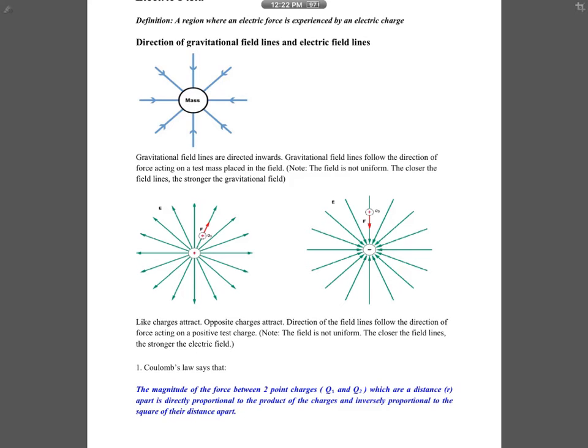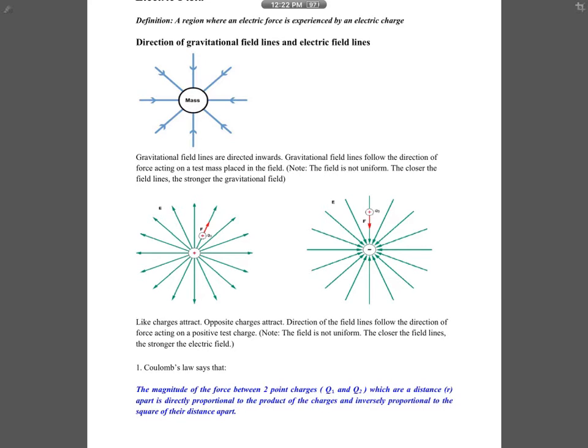Alright, so what we're going to do now is talk about electric fields. Electric field is the second field you're going to learn about. In total, there are three fields that we learn in your A levels: gravitational, electric, and magnetic field. So it is a field of force.